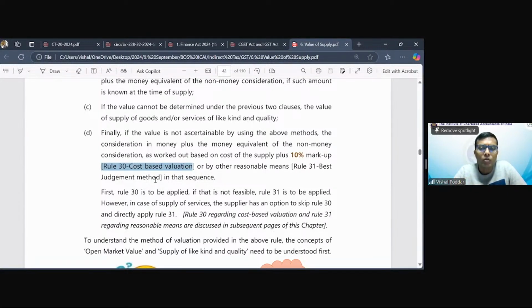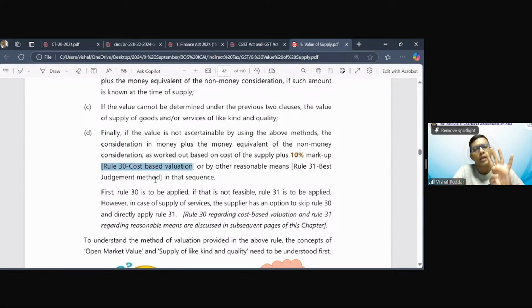Now, how do you apply rule 31? There is nothing given in rule 31 on how the valuation will be done. So basically for applying it, what we do is we go back to section 15 and we try to do some jugglery. We try to do some small adjustments here and there. And after doing that adjustment, we try to find out the value. This is how 31 operates. So practically 31 has no basis. It is more of your judgment only. So you try to find out somewhere similar type of service and you take that value. That is how valuation under 31 is done.